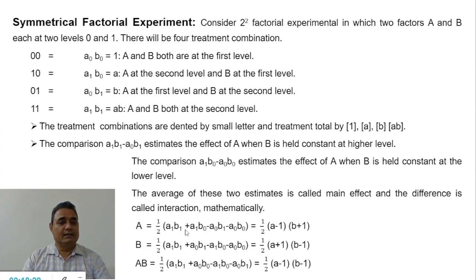And mathematically you can find out the effect of A by this. This is the average of these two simple effects, and it is represented by 1 by 2 of (a minus 1)(b plus 1). We are estimating A, that's why a minus 1. Second will be plus 1. We are estimating B, so b minus 1. You can remember like that, and for AB, you are estimating both, then both are minus. So with the help of these, you can estimate the effect A, effect B and their interaction.